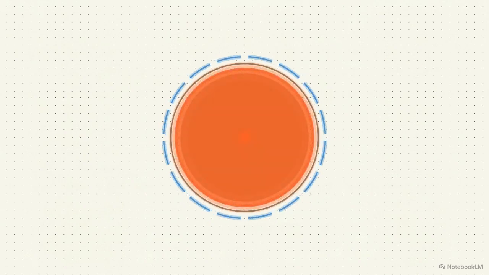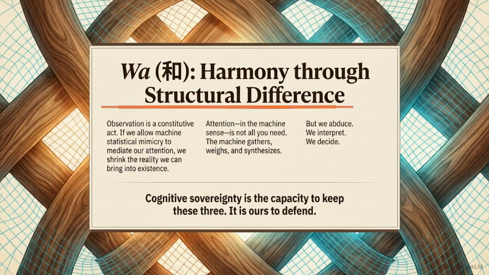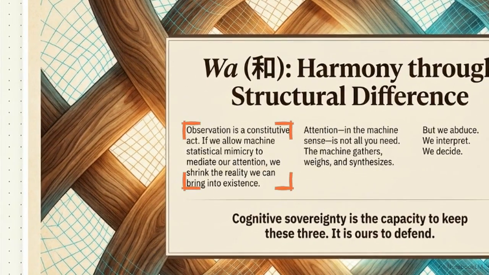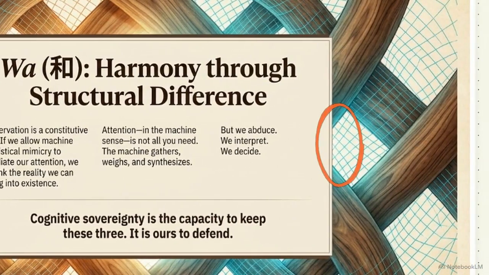Look at this final diagram, titled WA. This represents the ultimate goal of human-AI integration. Harmony is not achieved by blurring the lines or having humans mimic machines. It is achieved by weaving together two distinct structures and maintaining their differences.